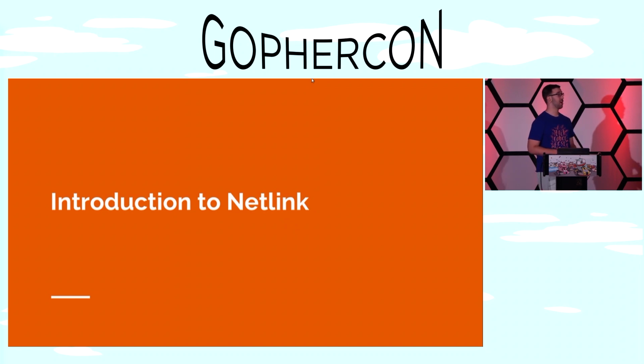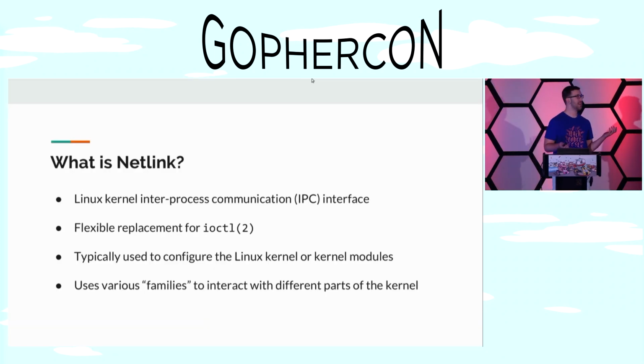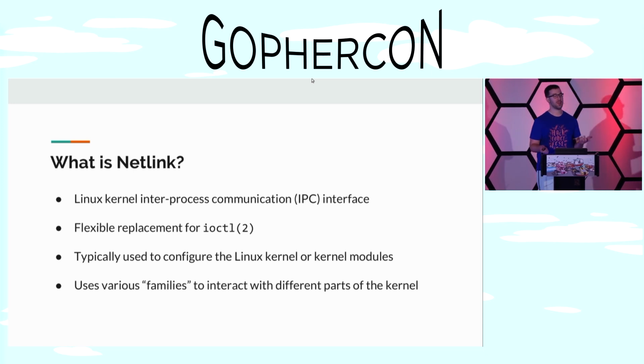So today, we're going to talk about Netlink. But what is Netlink anyway? It is a flexible Linux kernel IPC, or inter-process communication interface, primarily designed as a replacement for the old-school ioctl system call, where the basic idea is you get a socket file descriptor, a magic number, and some raw bytes. You pass them to the kernel. It works. It's not the friendliest API. Netlink is a lot better.